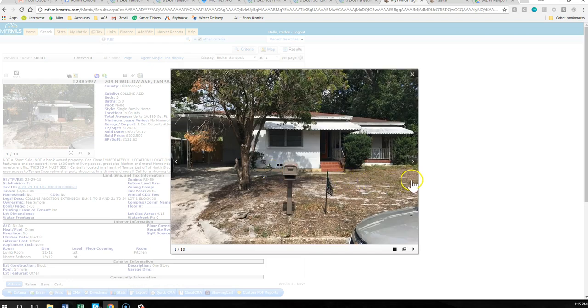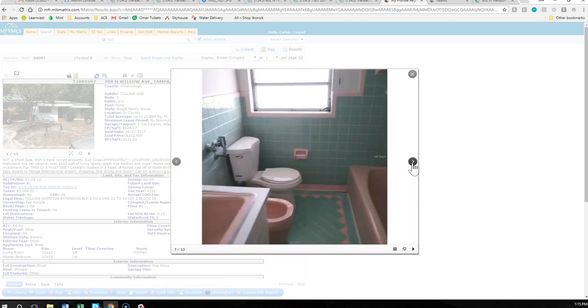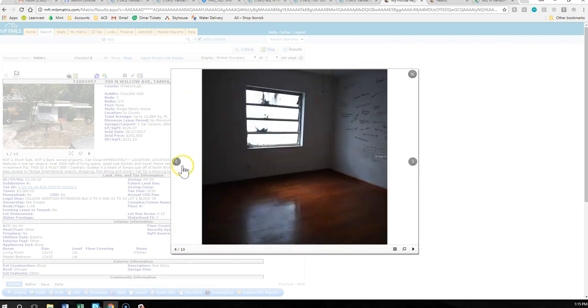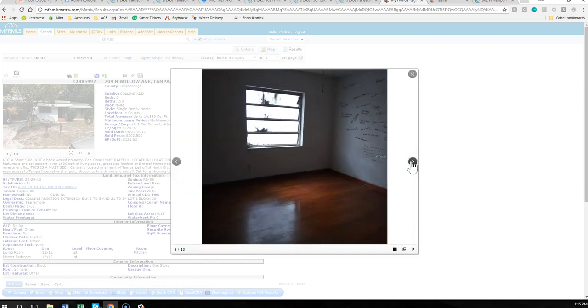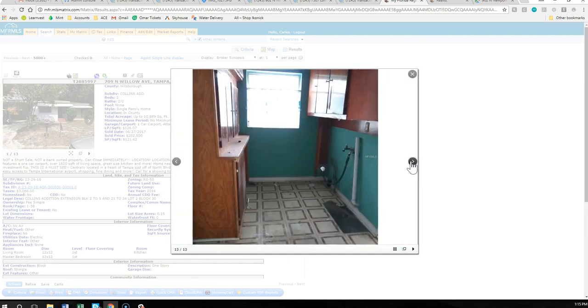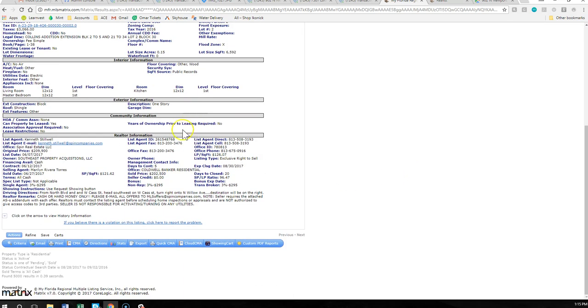Let's see the condition. Yep, definitely needs a lot of work. Pretty much needs a full rehab. You can see it's very old. So this one sold all cash. You see there?